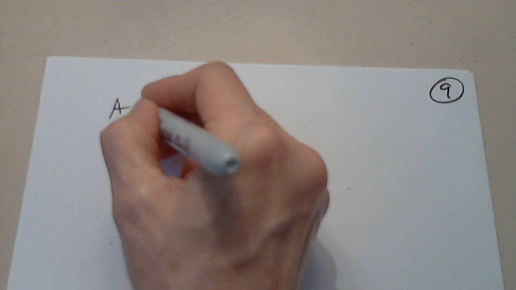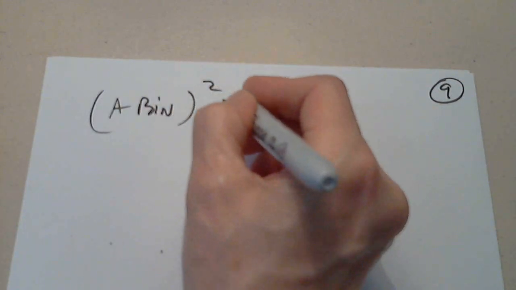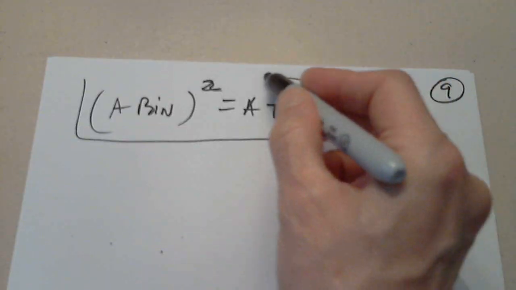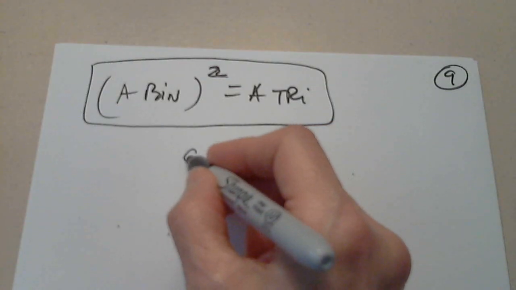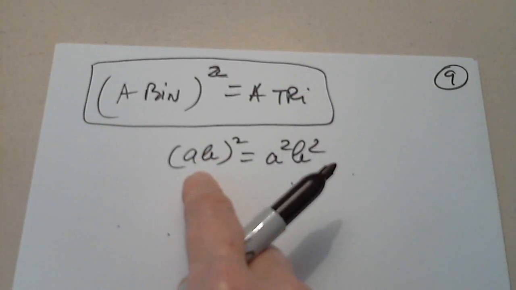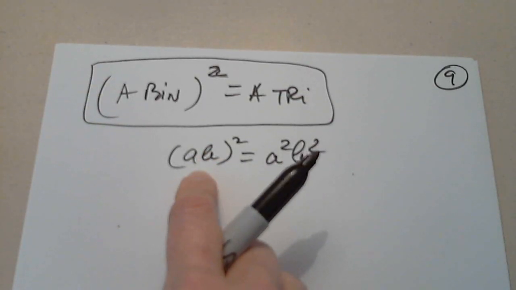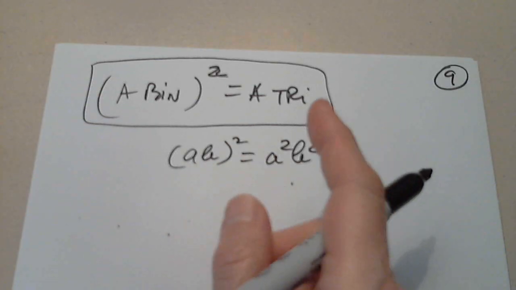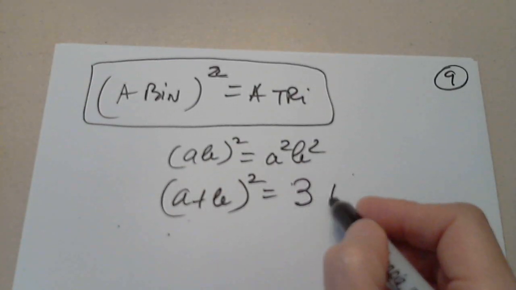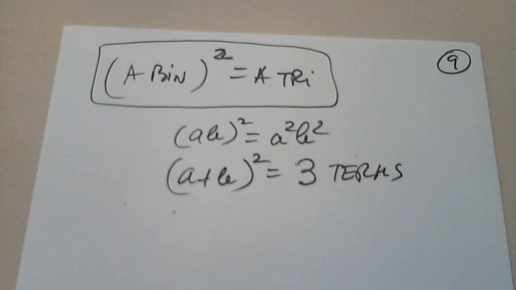So let's write it again. It's okay. A binomial squared equals a trinomial. This is not to be confused with AB everything squared, which is a squared b squared. This is not a binomial. This is one factor. I mean, two factors, a monomial. But a plus b squared has 3 terms. Good.